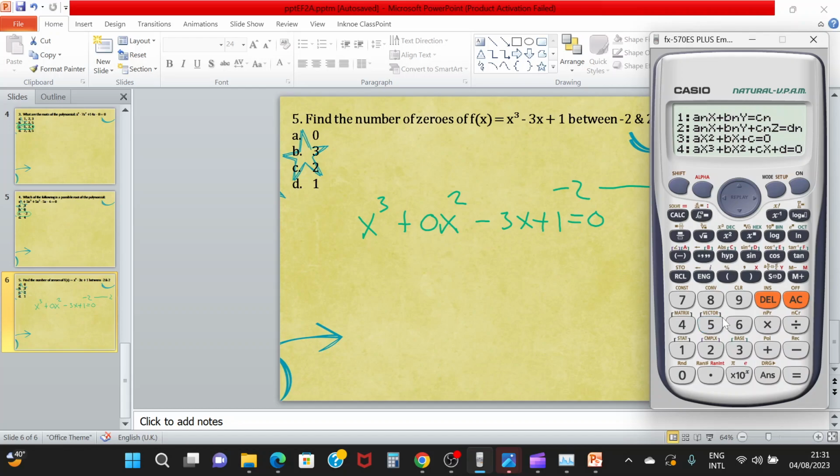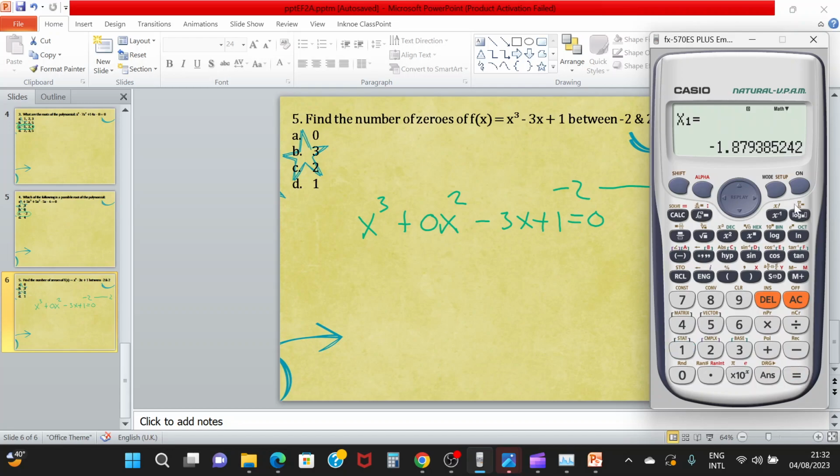Mode 5, and then x cubed. We have here, let number 4. So, you have input the coefficient. We have 1 equal, negative 3 equals, and then 1 equals. Mali, kasi may kulang ka pa. Okay? So, let's try putting 0 sa x squared. So, here you have 1, and then 0, and then negative 3, and then 1.